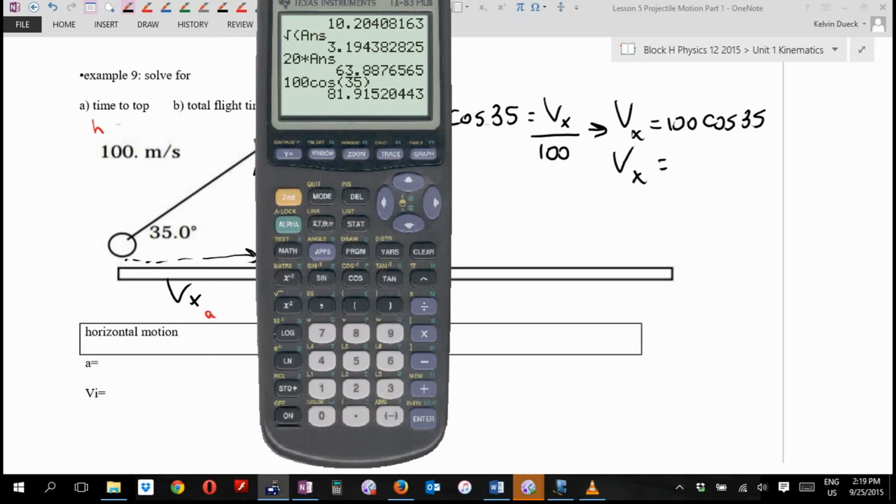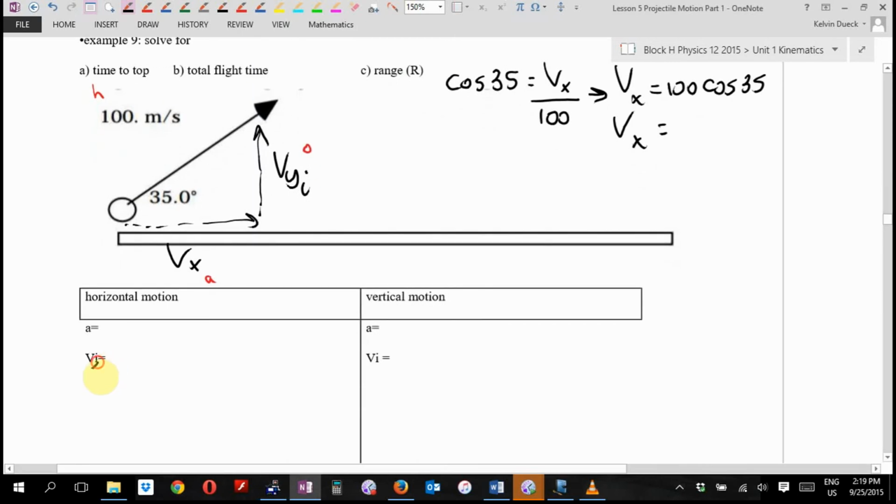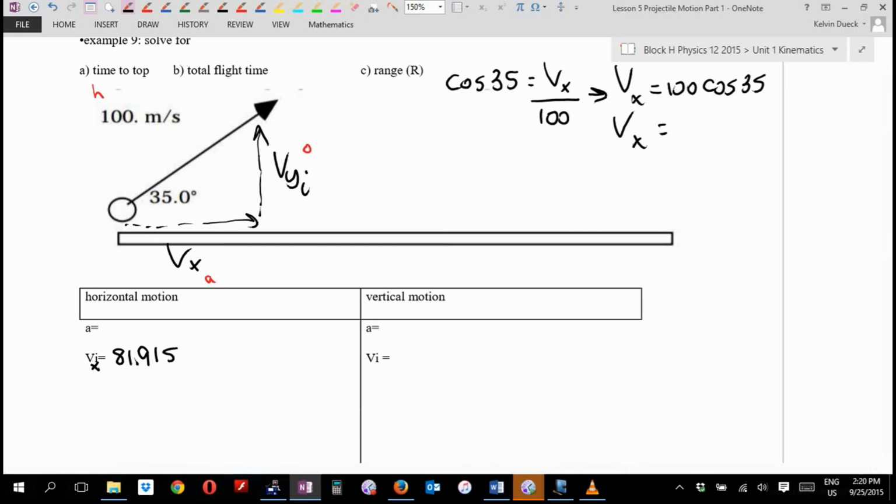81.915, blah, blah, blah. I'll carry some extra sig figs because that's not my final answer. I would have drawn a little t-table, although I already did for you. What else did I say were no-brainers? What were two things when you were doing horizontal and vertical that you could do right away? What's the horizontal acceleration? What's the vertical acceleration?